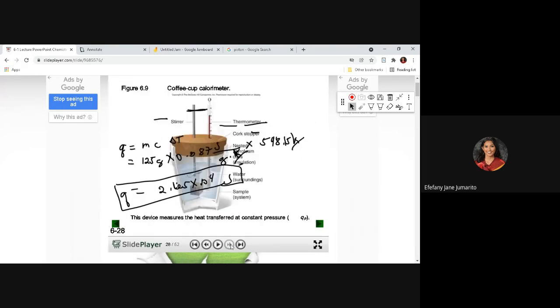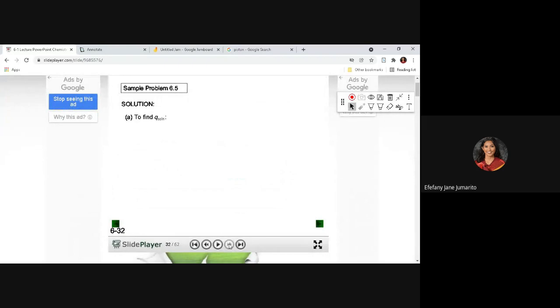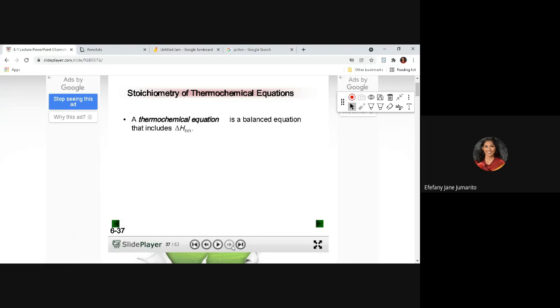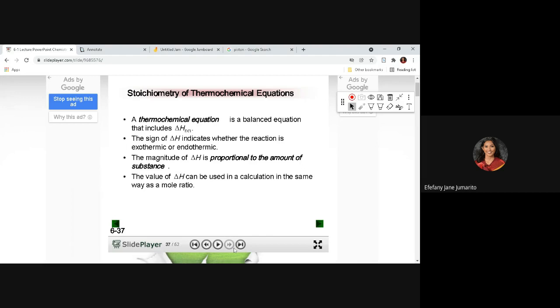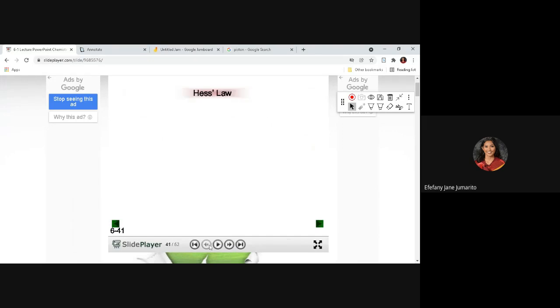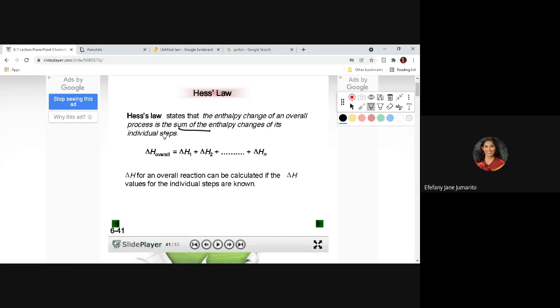Okay, now let's go to Hess's law. Hess's law states that the enthalpy change of an overall process is the sum of the enthalpy changes. So take note of this. It's the sum of the enthalpy changes of its individual steps.